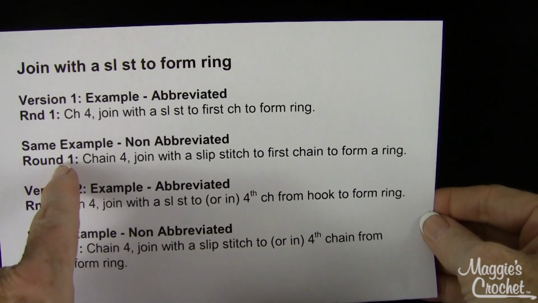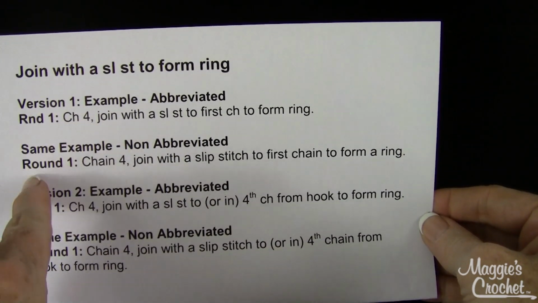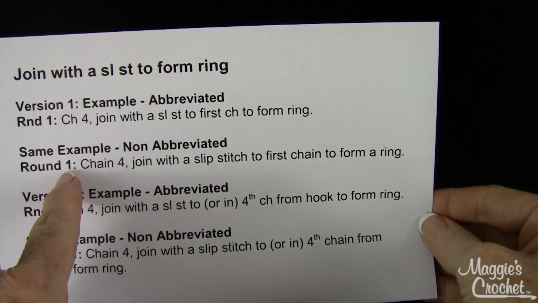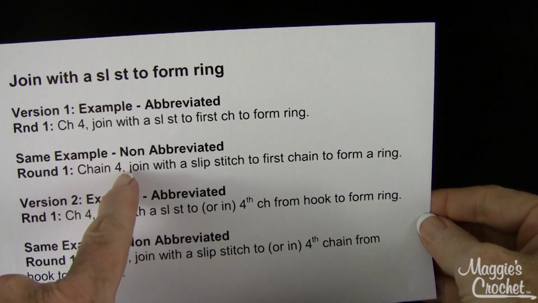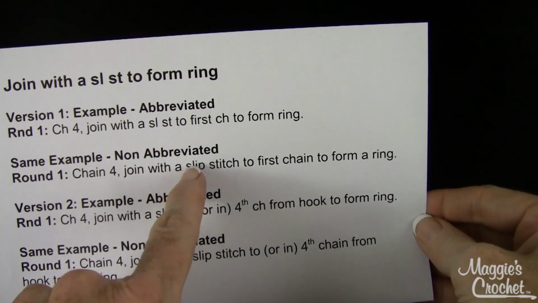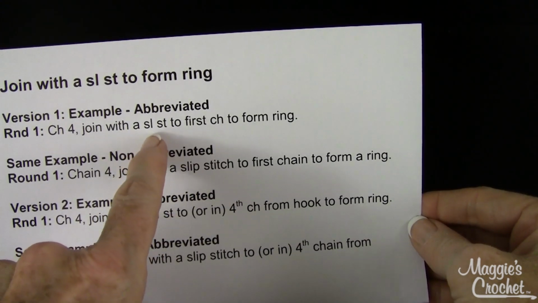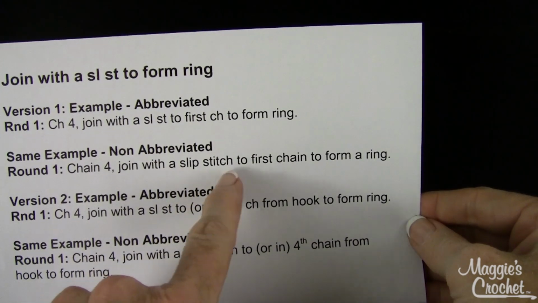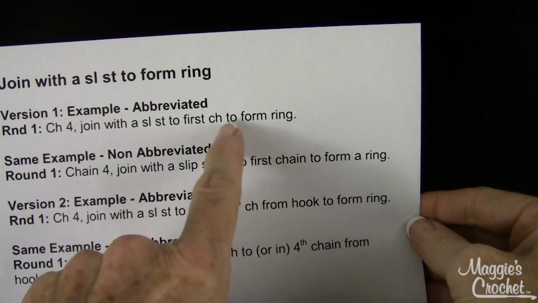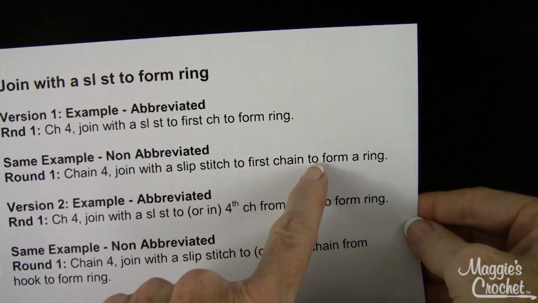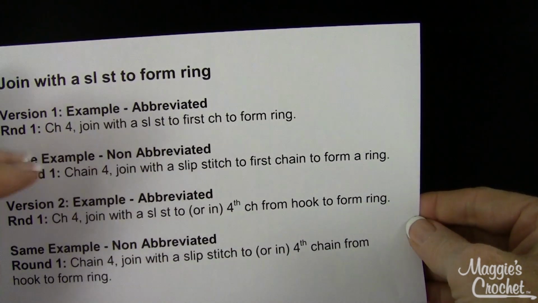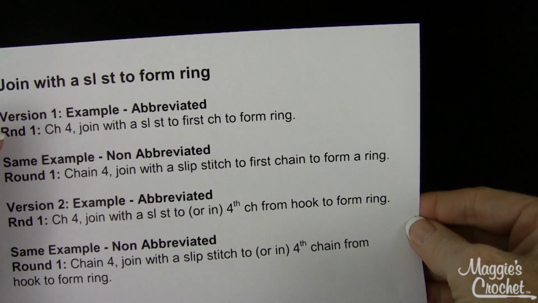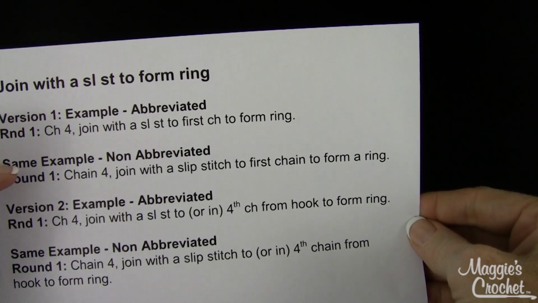It would be round 1 instead of RND, it would be spelled out. And then CH is chain, so chain 4, join with a slip stitch, that's where the SLST comes in, to first chain instead of CH to form a ring. So that's the same line, except it's abbreviated here and it's not abbreviated here.